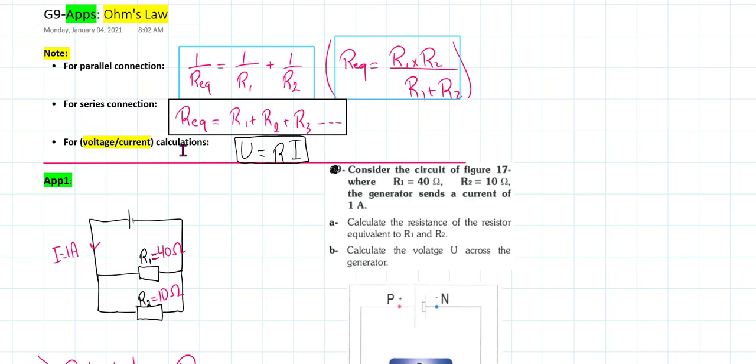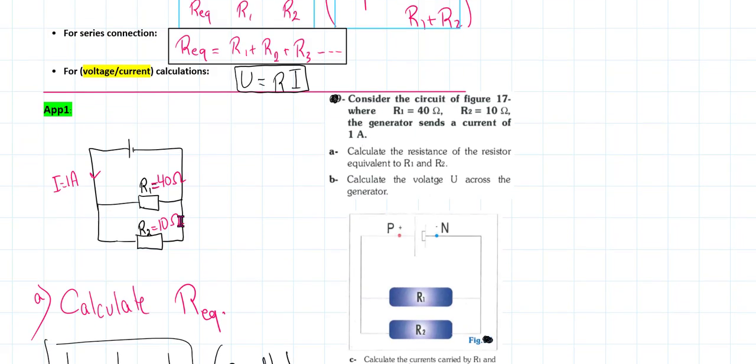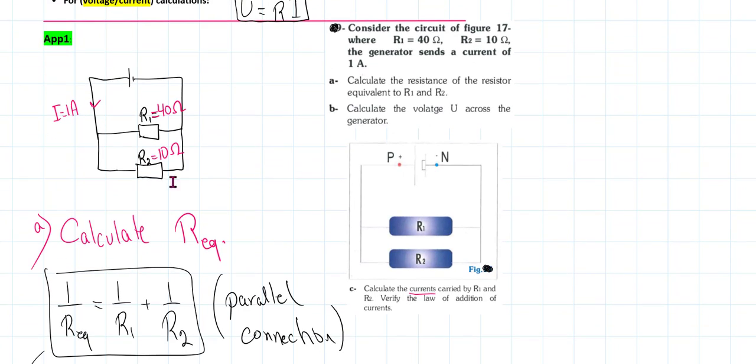Once we have to calculate the voltage, the current, or even the resistance, we can use Ohm's law, which is U equals R times I. So these are all the formulas needed for these two applications. Let's start. In application number 1, we have these two resistors connected in parallel. The first one is 40 ohms, the second is 10 ohms. The current flowing is given as 1 amp.